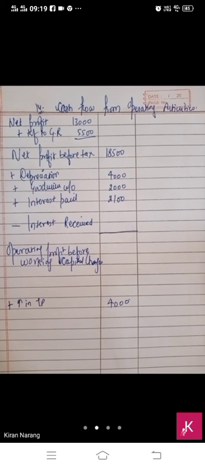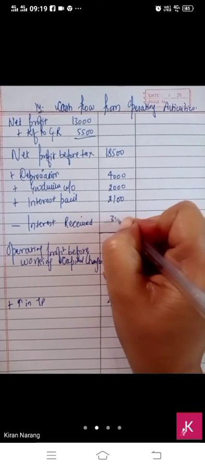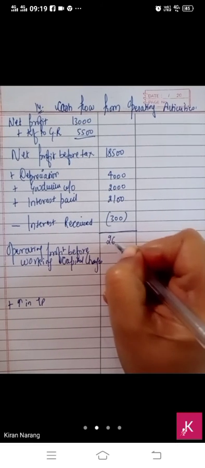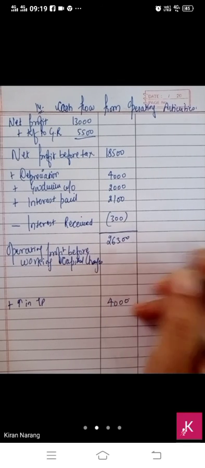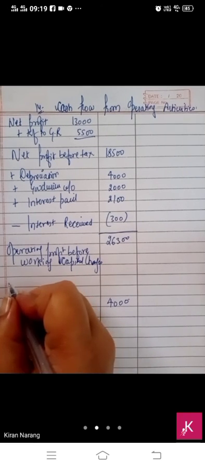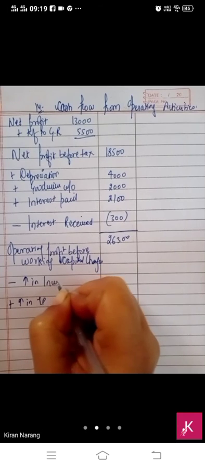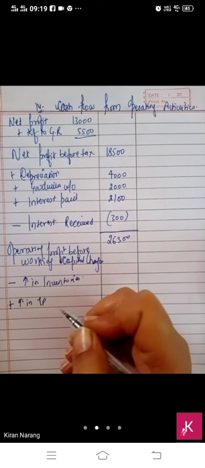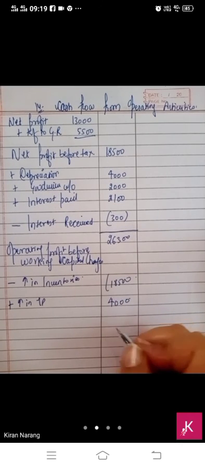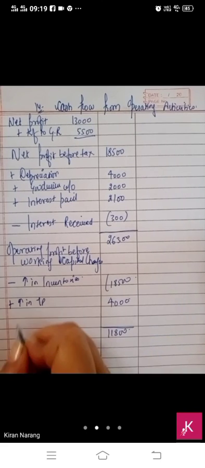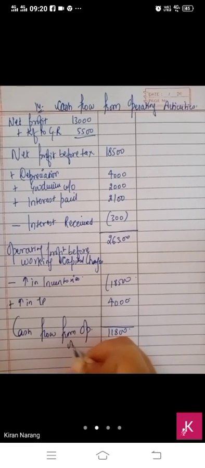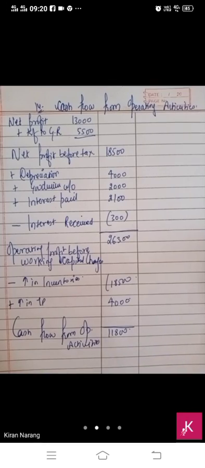Then tangible assets notes you have done, intangible notes you have done, non-current investment. Now 3,000 was the balance in the beginning. So 10% of 3,000 will be 300. Now the answer will become 26,600. No, 26,300. This is your operating profit before working capital changes. Now have a look at current assets only. There is an increase in the inventories. Inventories have increased by 18,500. Now the answer is 11,800. This is your cash flow from operating activities. Got my point?